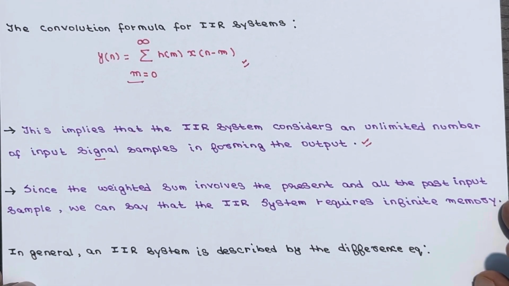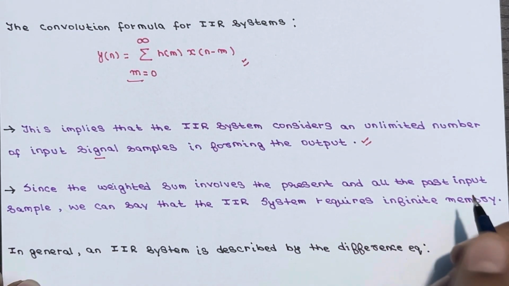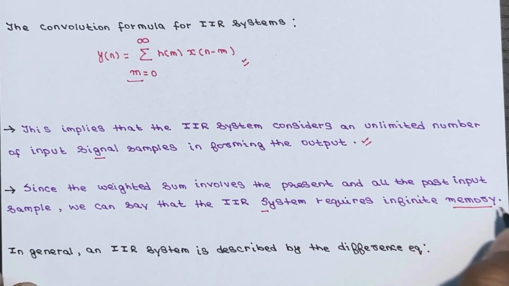Since the weighted sum involves the present and all the past input samples, we can say that an IIR system requires infinite memory. Even the duration is infinite here. So it requires an infinite memory. Hope it is clear to you.